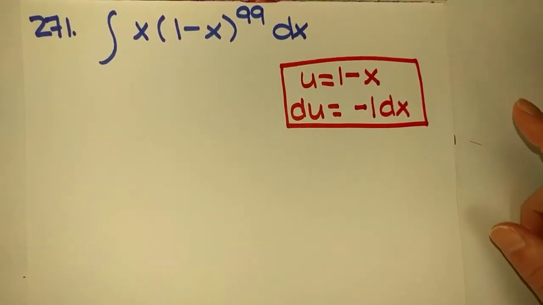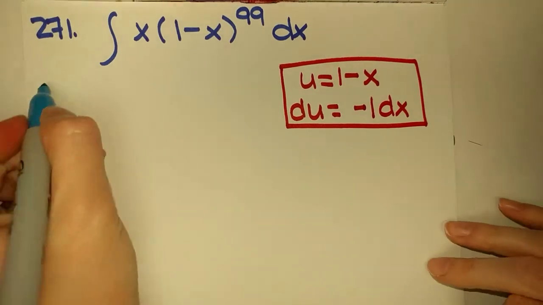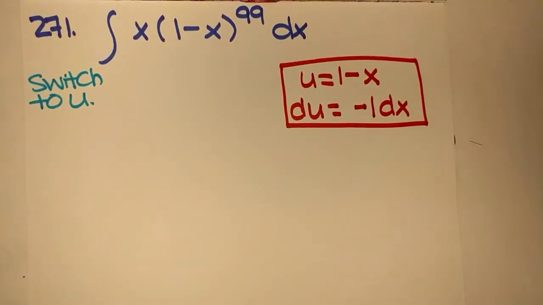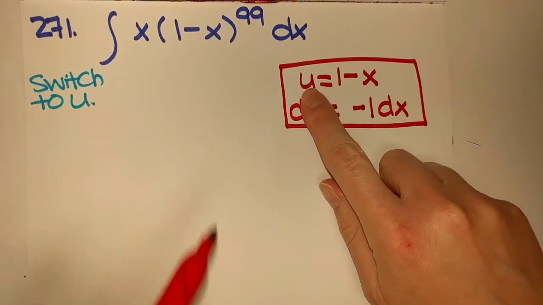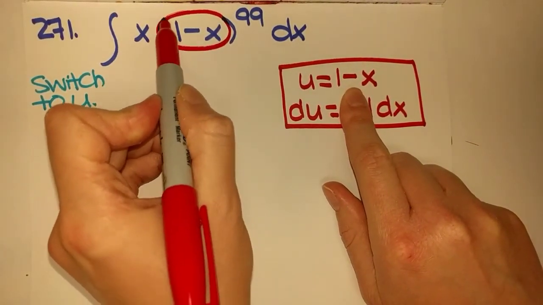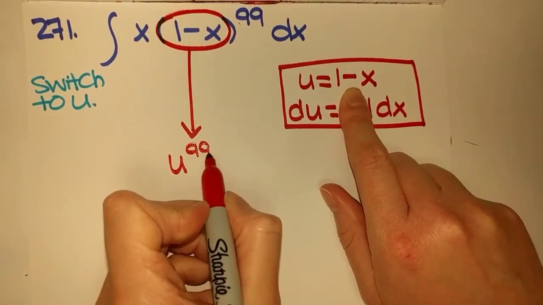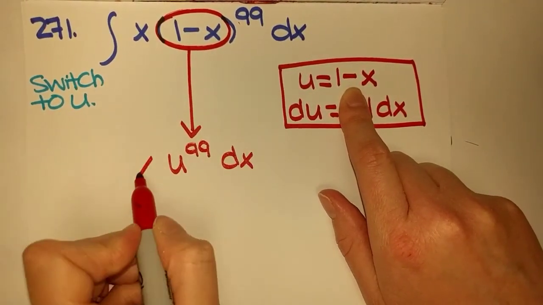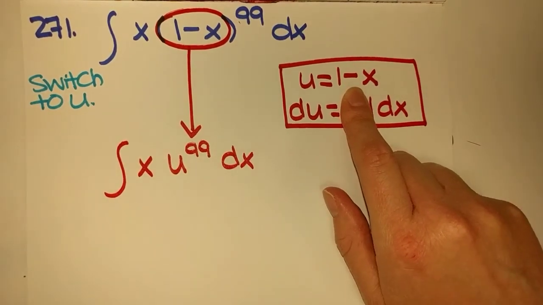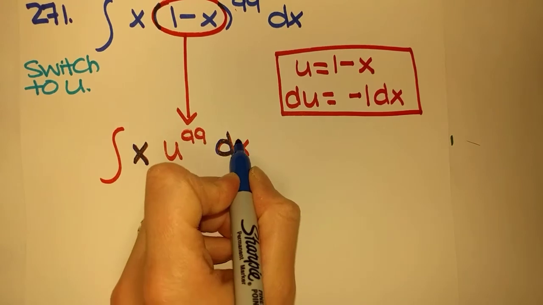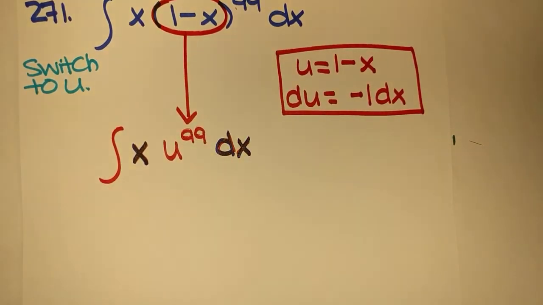So our first step is that we want to switch this all to u. And so I always start with the most obvious thing. I say, okay, this u is 1 minus x. So all of this is going to become u, and then it's raised to the 99th power. And I do this kind of in little steps just because I think it's easier for us. Okay? All right, so if you look at what's left over, you have this x and you have this dx, and you somehow have to get rid of that x variable and the dx variable.